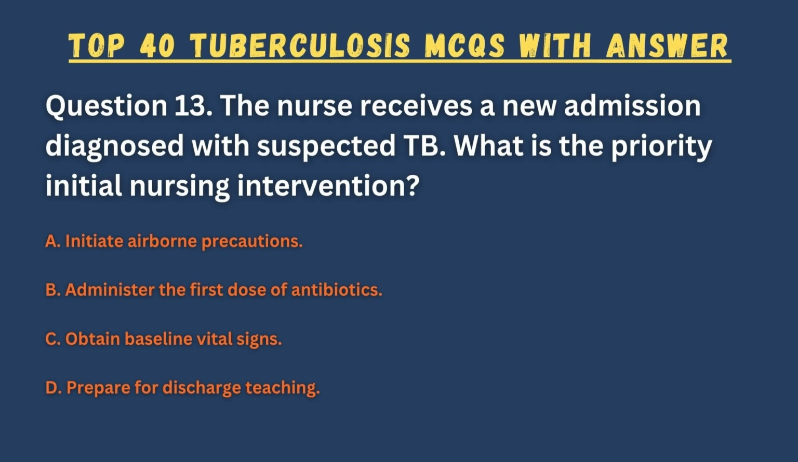The nurse receives a new admission diagnosed with suspected TB. What is the priority initial nursing intervention? A. Initiate airborne precautions. B. Administer the first dose of antibiotics. C. Obtain baseline vital signs. D. Prepare for discharge teaching.